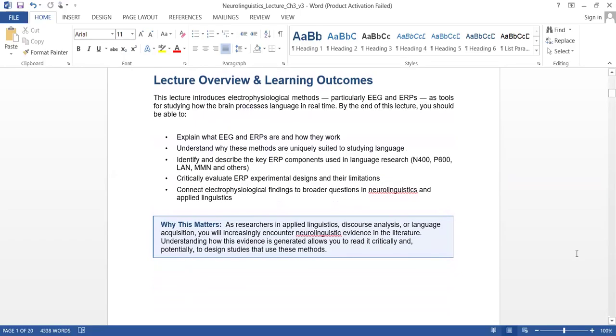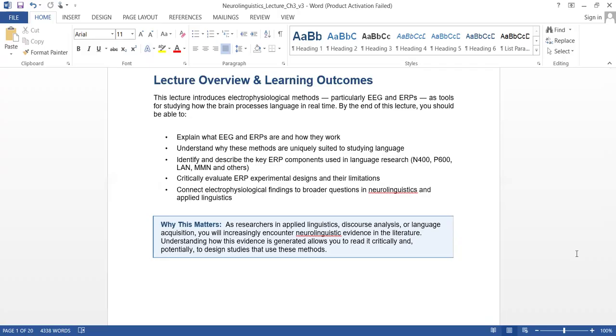What I'm going to cover is an explanation of what EEG and ERPs are and how they work, and to understand why these methods are uniquely suited to study language. We will identify and describe the key ERP components, that is N400, P600, LAN, MMN, and others, critically evaluate ERP experimental designs and their limitations, and connect electrophysiological findings to broader questions in neurolinguistics and applied linguistics. Why this matters?